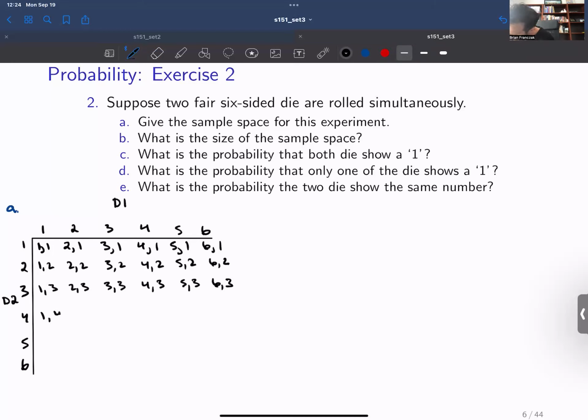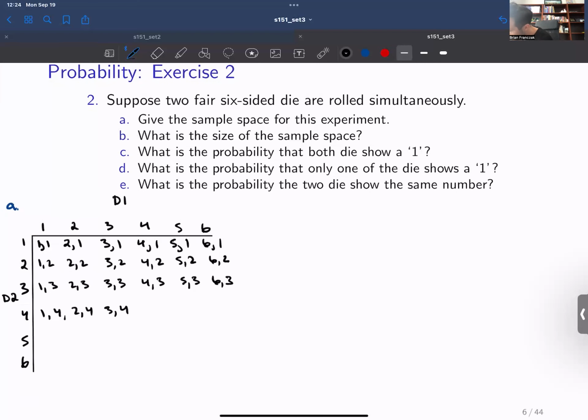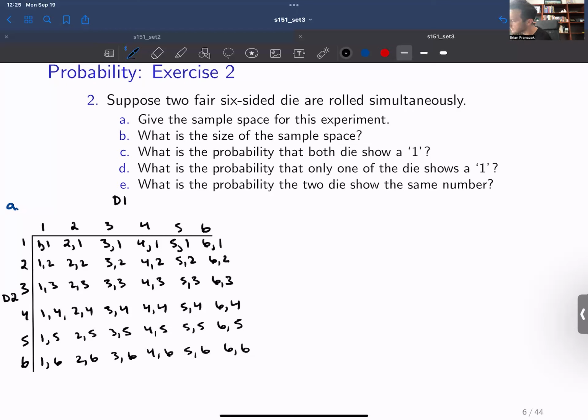So we have 1, 4, 2, 4, 3, 4, 4, 4, 5, 4, 6, 4. And then we have 1, 5, 2, 5, 3, 5, 4, 5, 5, 5, 6, 5. And then we have 1, 6, 2, 6, 3, 6, 4, 6, 5, 6, 6, 6.